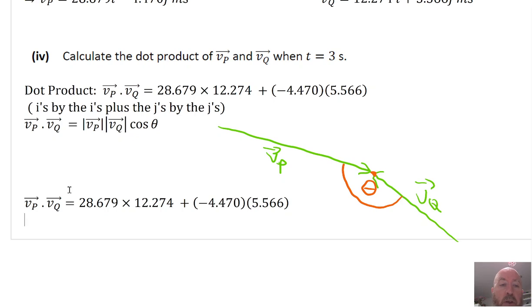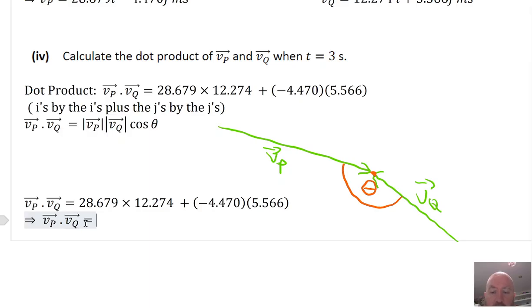So this means that VP.VQ equals, and I'm just going to use the calculator, 28.679 by 12.274 minus 4.47 by 5.566. So VP.VQ is 327.126. Now, all that tells us is that it's a big number.